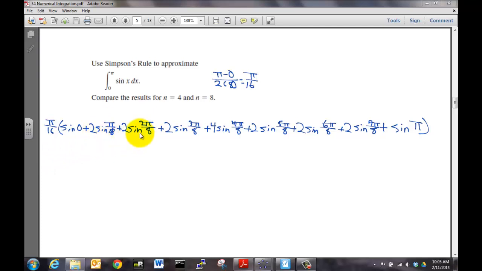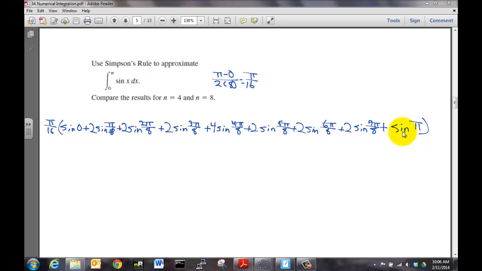The next one, we add pi over 8 plus pi over 8. We get 2 pi over 8. The sine of that times 2. The next one, 3 pi over 8, again just by adding pi over 8, times 2. And we continue with this process: 4 pi over 8, 5 pi over 8, 6 pi over 8, 7 pi over 8, 8 pi over 8. When we get to 8 pi over 8, we realize that's pi. We look back, that is our top limit of integration, so we'll only use that function value one time.